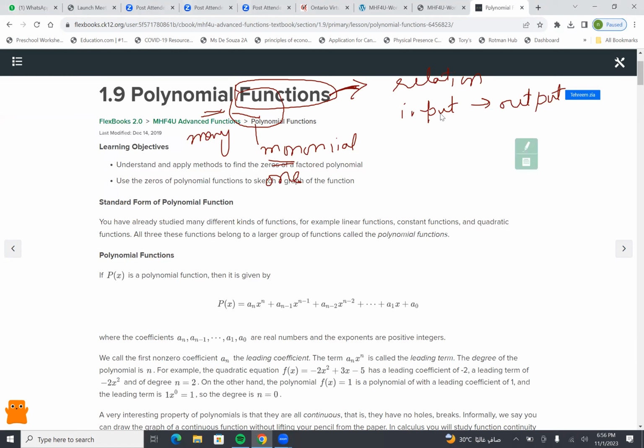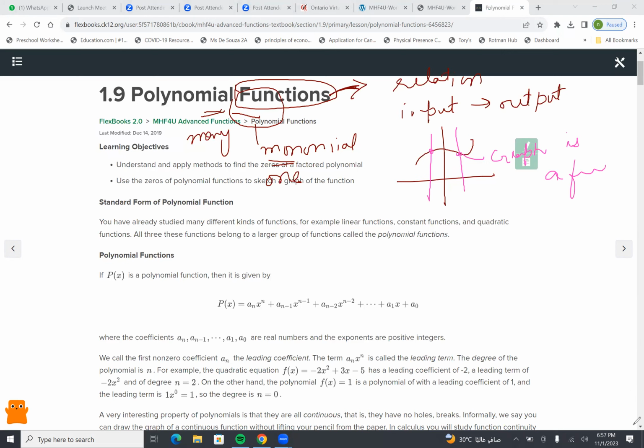If we have a graph and we need to know whether this graph is a function or not, we usually draw a vertical test line. If the vertical line touches only one point in the graph, then it means that graph is a function. Okay. So we are going to learn about polynomial functions.